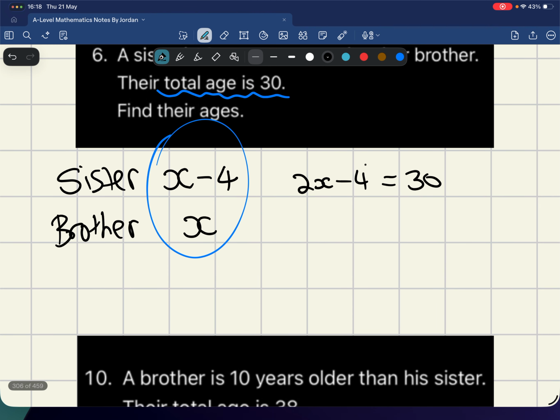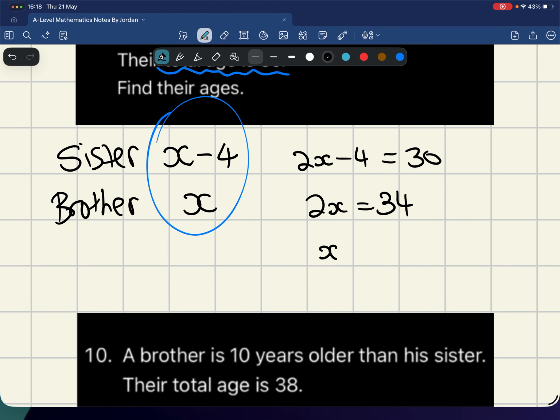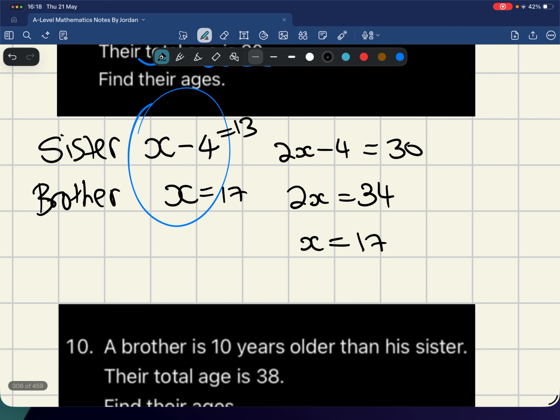Now the opposite of subtracting 4 is to add 4. So if I add 4 to both sides, I'll get that 2x is equal to 34. And if I then divide both sides of this by 2, it'll give me that x is 17. So that would mean that the brother's age would be 17, and the sister would be 4 years younger than that, which would make her 13. And it said the total age was 30, so if I did 13 plus 17, you'll see it gives me 30 years as required.